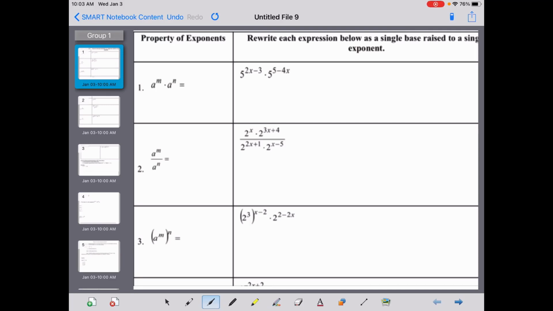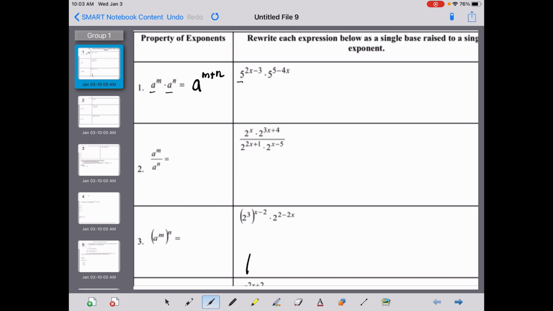Hey guys, so the first part of this lesson is a warm-up reviewing Algebra 2 and rules of exponents. The first one, which we've gone over before, is that if you multiply two exponentials with the same base a, then their exponents are going to be added. So how does that apply to the problem on the right?